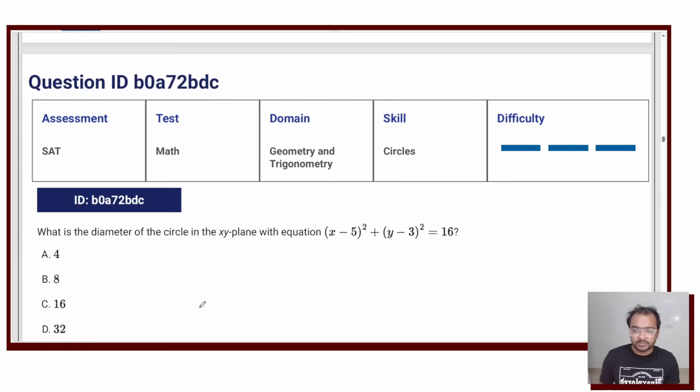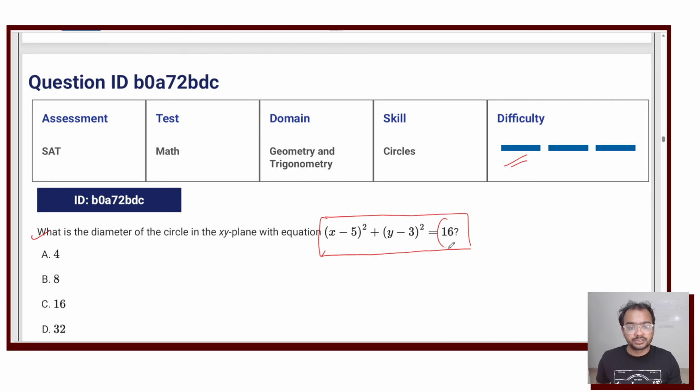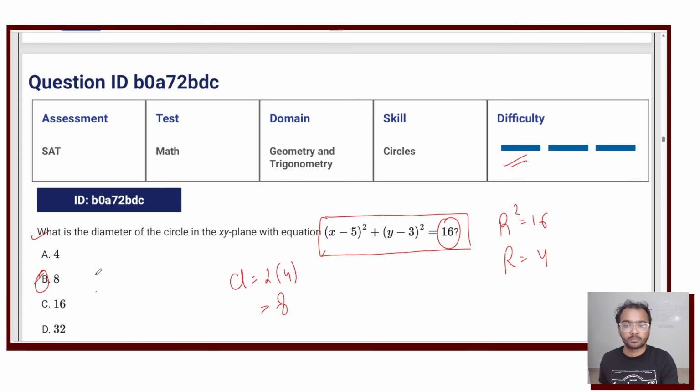Now we have this very simple question. What is the diameter of the circle if the equation is given? If you know the standard form of the equation, it can be easily done. I don't know why they mark such questions as difficult ones. So here this is given 16, so r square is 16, so r will be 4, and if r is 4, then diameter will be double of this. So double of 4 will be equal to 8. So it's going to be B.